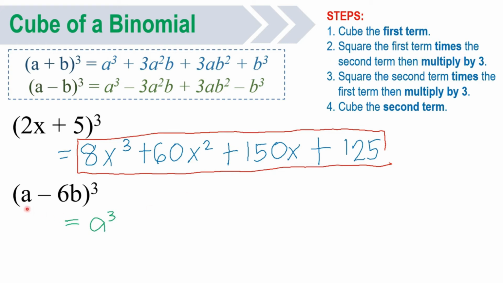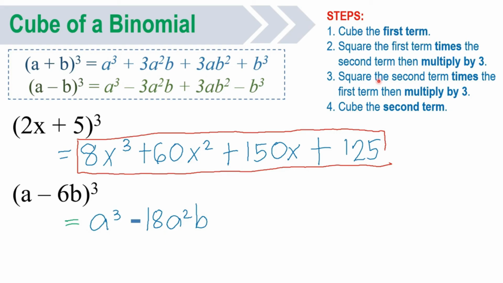Next, second step, square the first term times the second term. Square the first term, so we have a, and that will be a squared. Then times the second term. The second term we have here is negative 6b. So times negative 6b, that will be 6a squared b. Then multiply by 3. 6 times 3, you will have 18. Then copy the variable a squared and b.